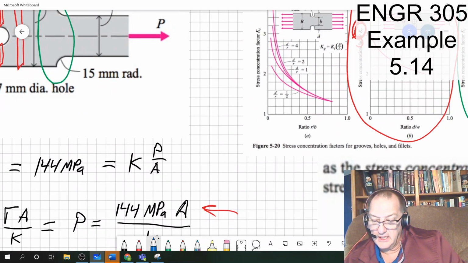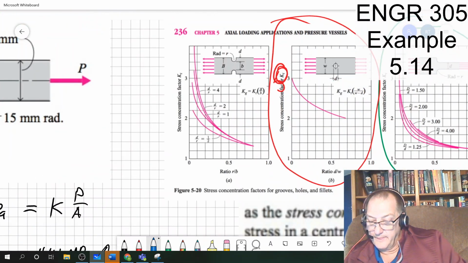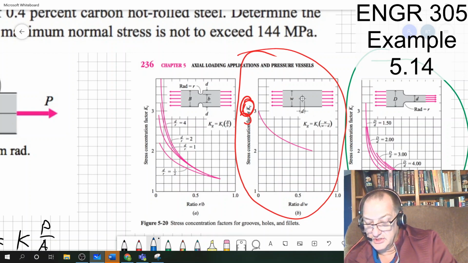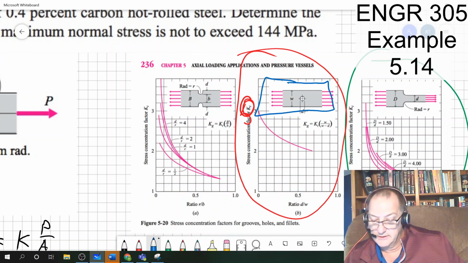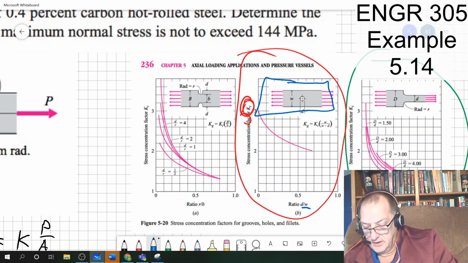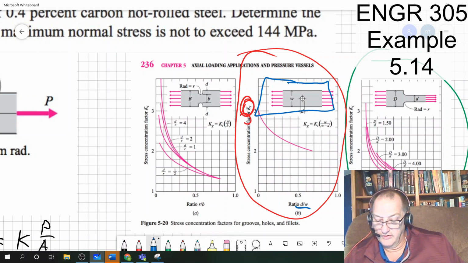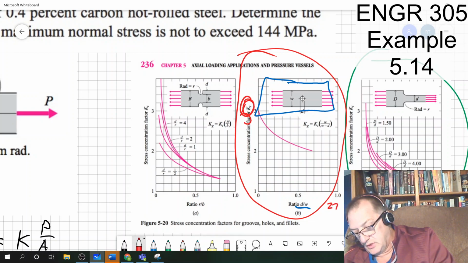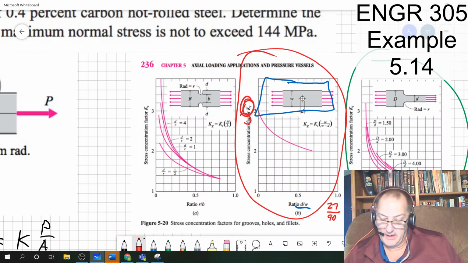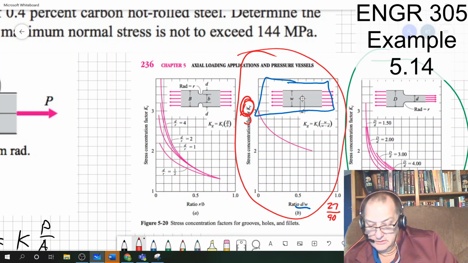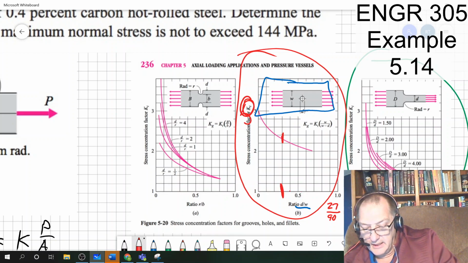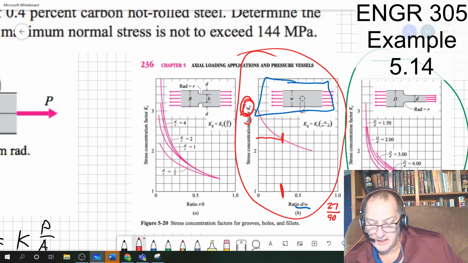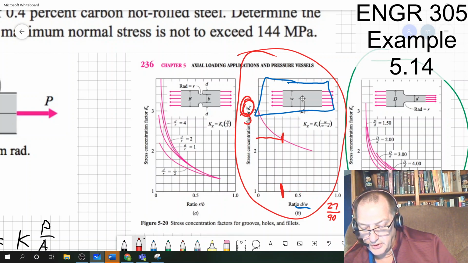That's important because as I'm looking for this stress concentration factor, in figure 2, I need to know the diameter of the hole over the width. For us, the diameter is 27 and the width is 90, so that's about 0.3. So this is 0.1, 0.2, 0.3, 0.4, 0.5, so I'm going to say 0.3. It's about here.